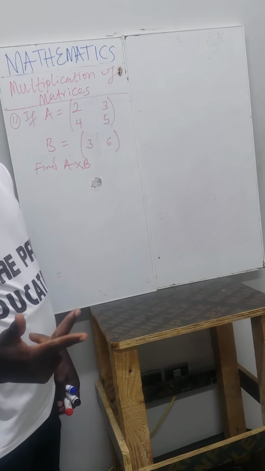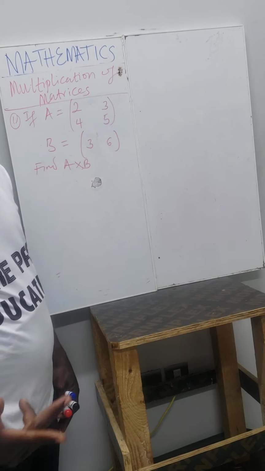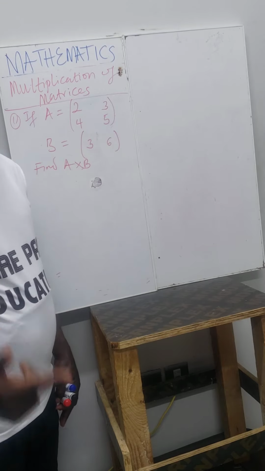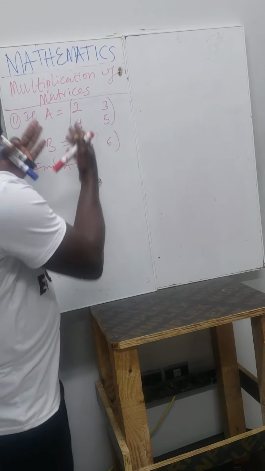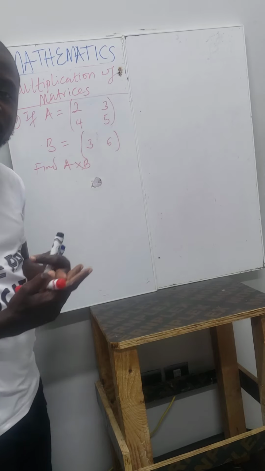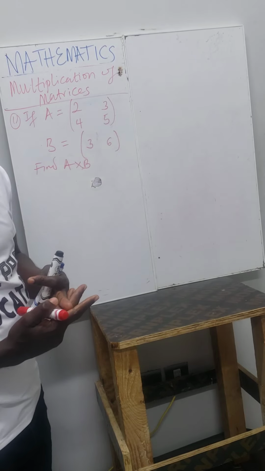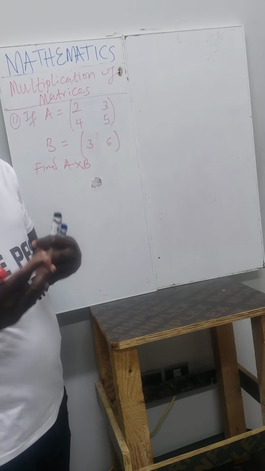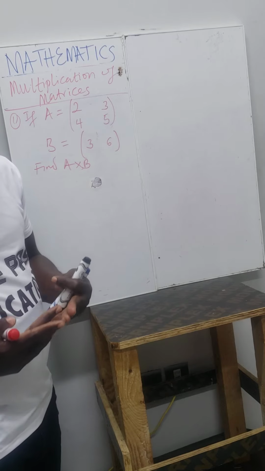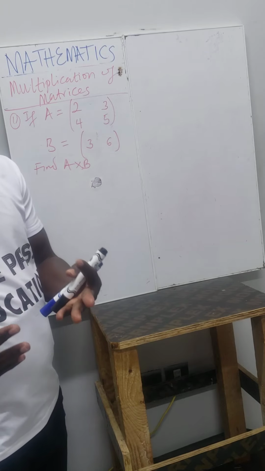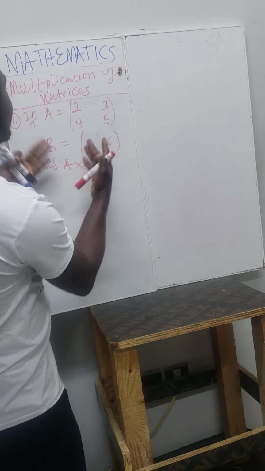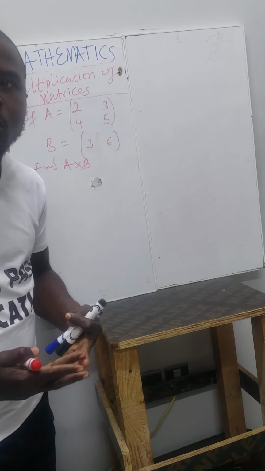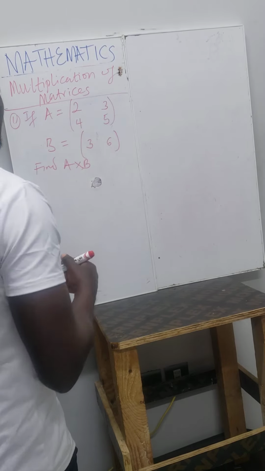Now, for us to find multiplication of two matrices, we need to do something before we even start. The first thing that should come to our mind is, are these two matrices multiplicable? That is the first question, because it is not every two matrices that are multiplicable. We have to first of all carry out a test called compatibility test, to know if the two matrices you are asked to multiply by each other are actually multiplicable or not.